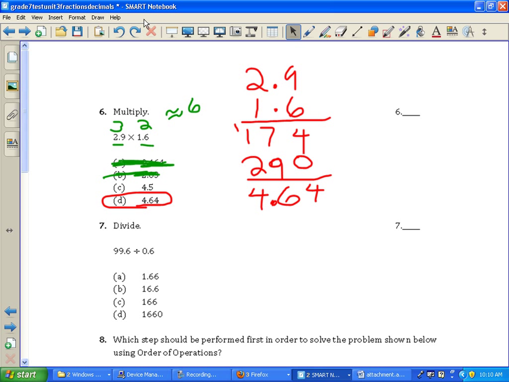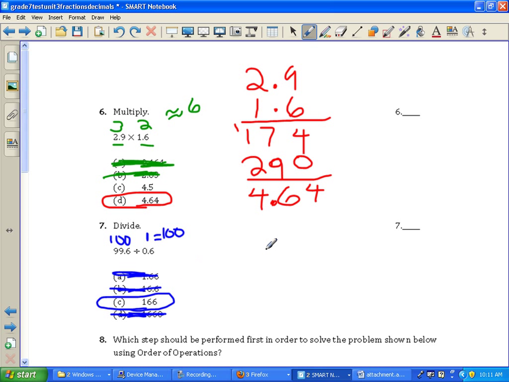There. In number 7, you're asked to divide. And again, I would estimate it just to eliminate the obvious wrong answers. So 99.6 would round off to 100. 0.6 would round off to 1. So what's 100 divided by 1? Is going to be about 100. So we know this doesn't make sense. This doesn't make sense. Look at that. Right away, this doesn't make sense. So the only possible answer would be C.